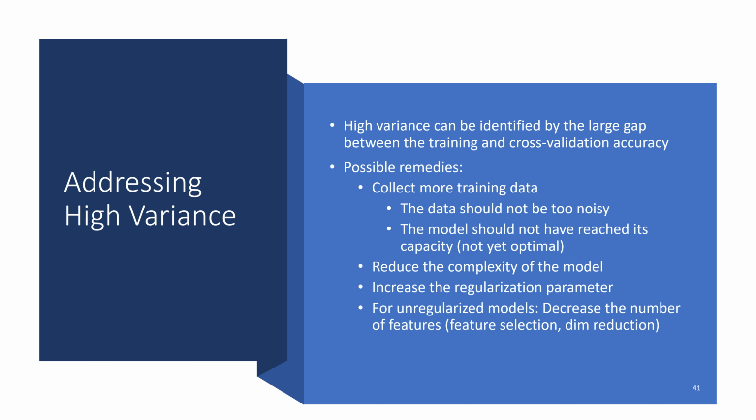Another thing we can do is reduce the complexity of the model. Because we are overfitting, we want to reduce the complexity and have a simpler model. We can increase the regularization parameter, which means we can apply more penalty on the parameters of the model. Then it will be regularized and it will become simpler. And for unregularized models, we can decrease the number of features. Feature selection and dimensionality reduction techniques can be useful.